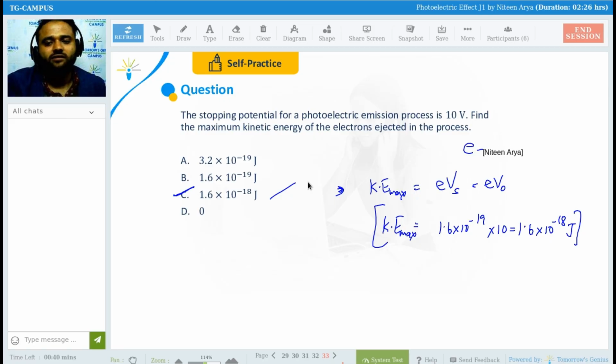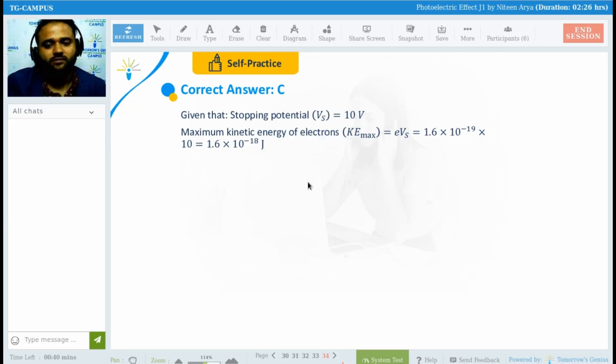What is this e, beta? Even after writing that much, I have to ask why. 1.6 is the charge on an electron, e. Is this clear now? This one. Is this clear? Pavan, beta, you.